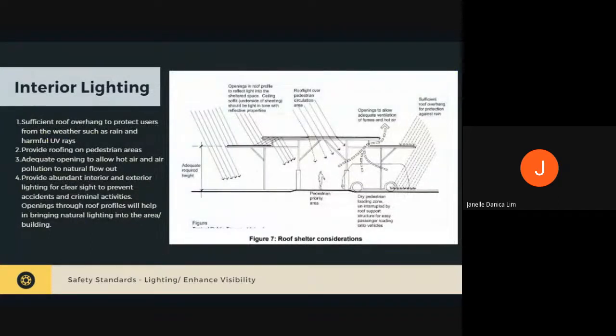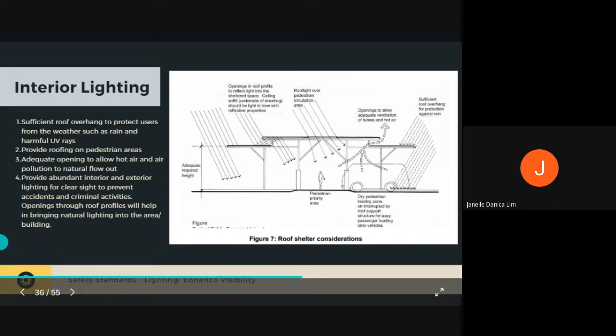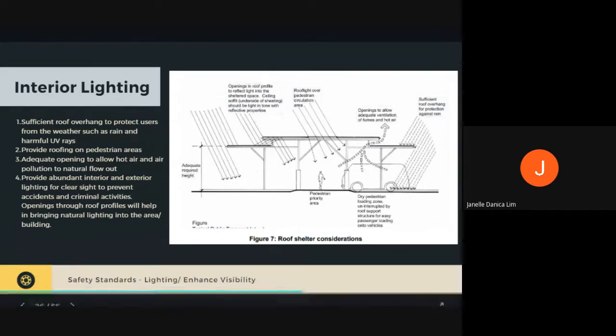For the interior lighting, the picture you can see there is an example of a roof shelter design. It shows not only how to protect the users from the weather, but also how to maximize natural lighting for the interior lighting. You can see there is a sufficient roof overhang to protect the users from the weather, such as rain and the harmful UV rays, especially in the day when it's really hot. You have to really protect the users from the UV rays.